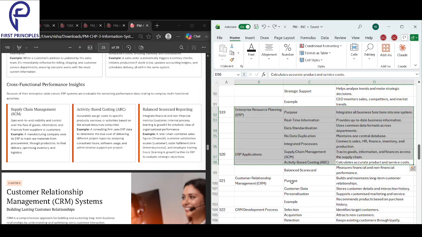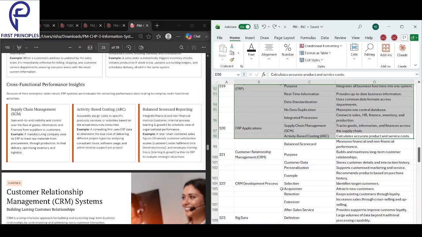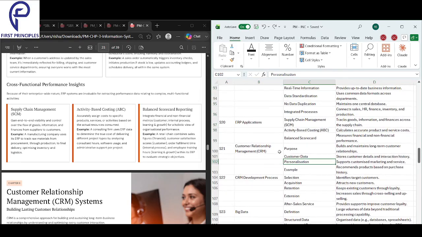It integrates all business functions into one. Data standardization, it uses software. No data duplication because it has only one central database. Integrated process, all the departments are connected. Applications: one is supply chain management and the other is activity-based costing.